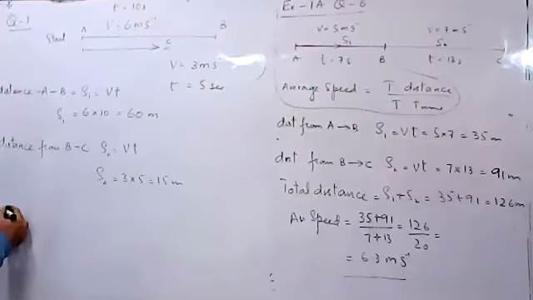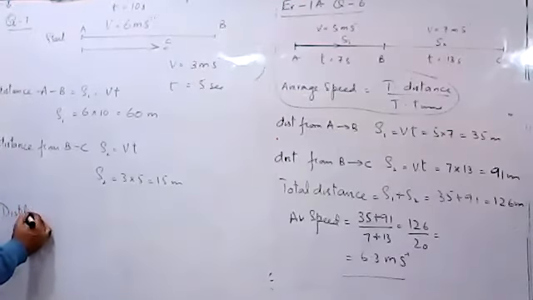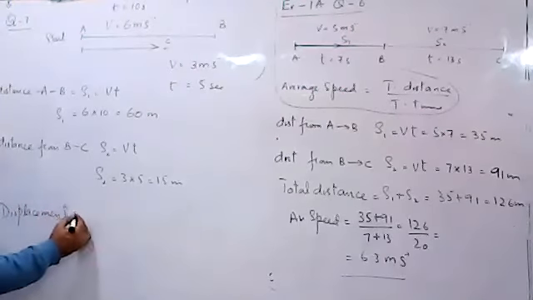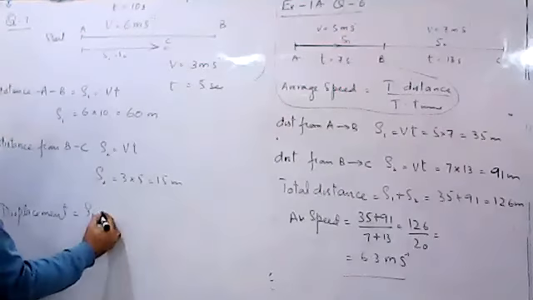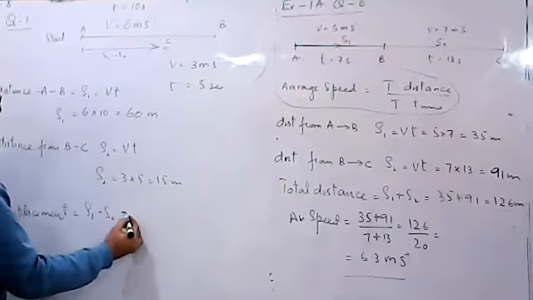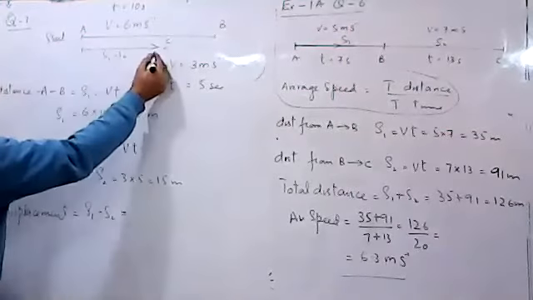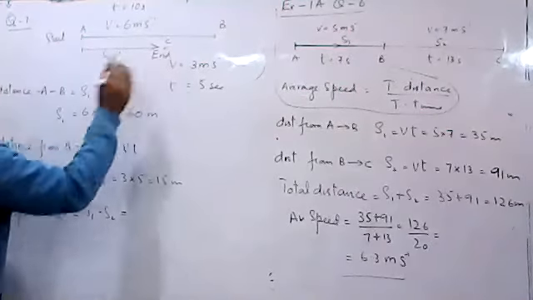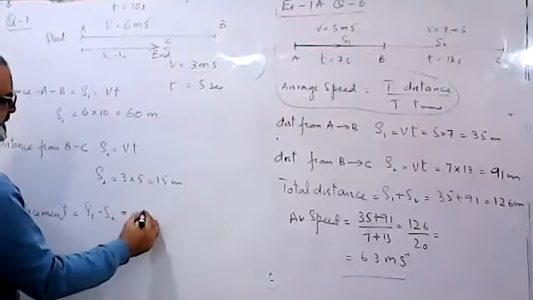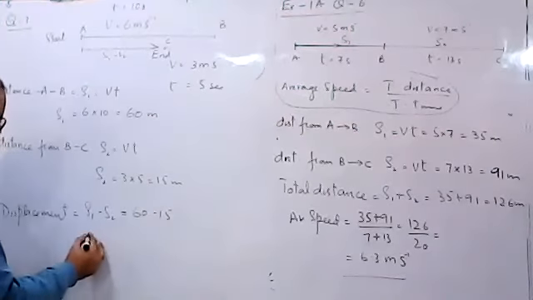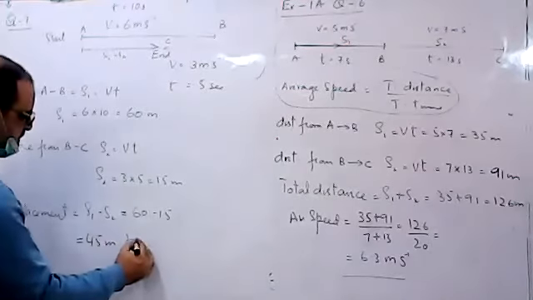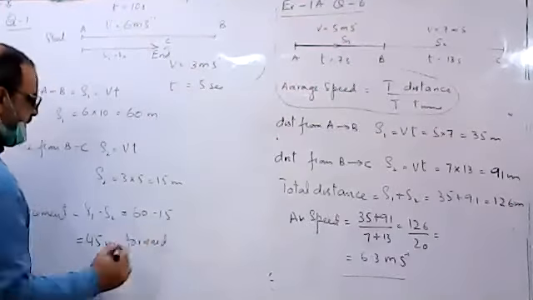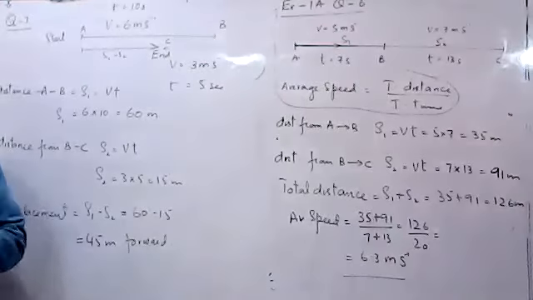So the required displacement will be S1 minus S2, the shortest distance from the initial point to the final point. That is 60 minus 15 is equal to 45 meters forward. Since displacement has direction, mention the direction as well.